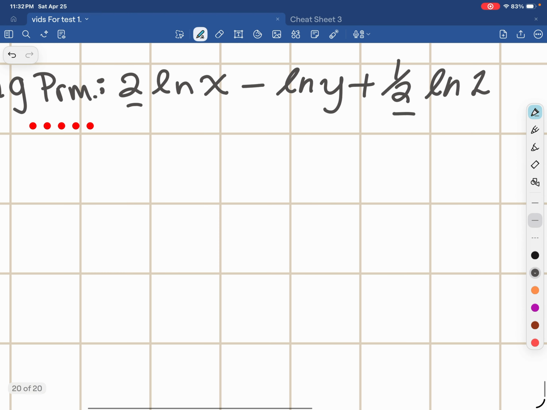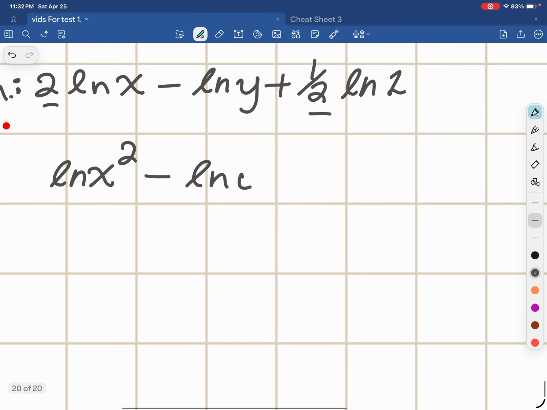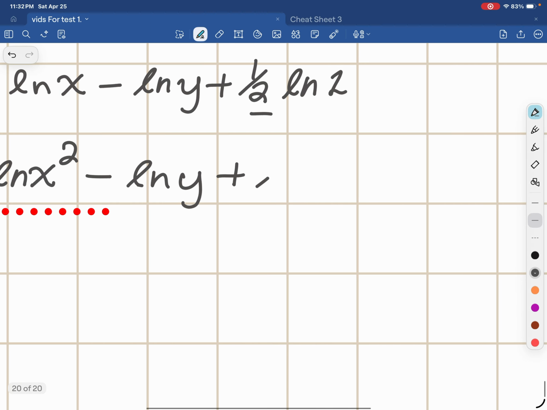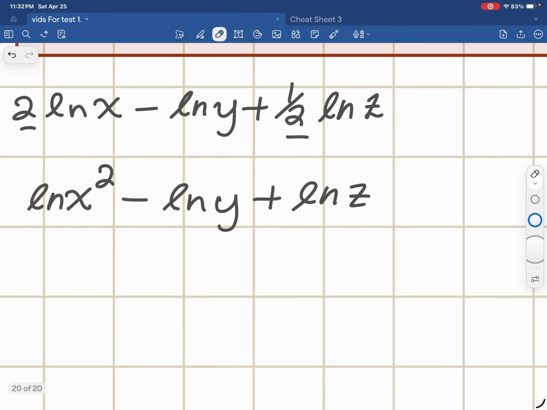So let's rewrite that. So we're going to have ln of x raised to the 2 minus ln y plus ln of z. When you're working with 2's and z's, make sure to add the cross, so you can tell them apart in your work, however you want to do that. But I like to add a little line in between. And we should have ln of z to the 1/2. Beautiful. Now what else do we notice here?